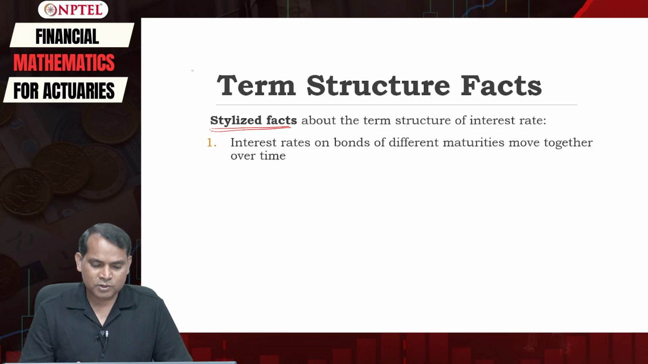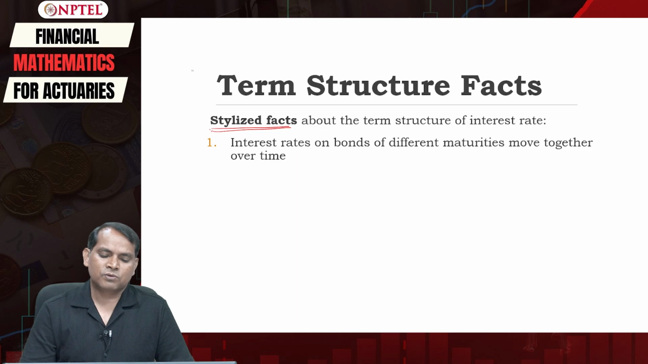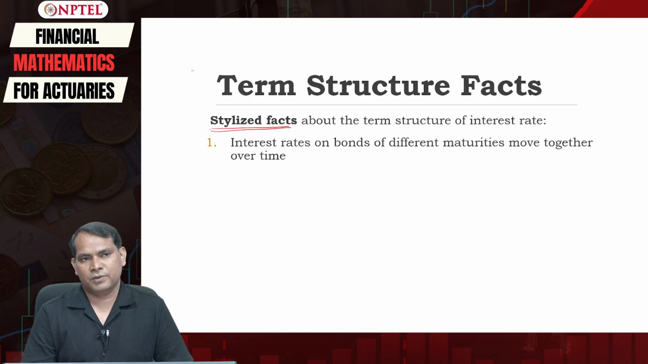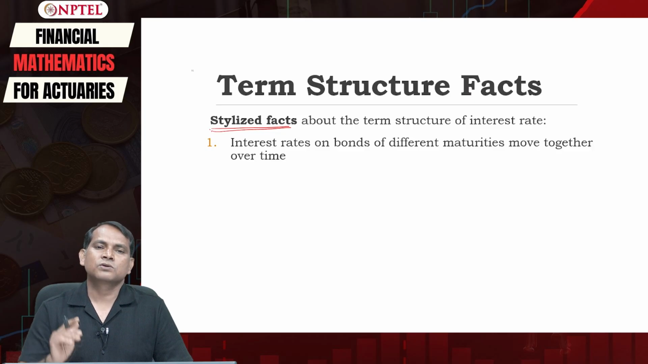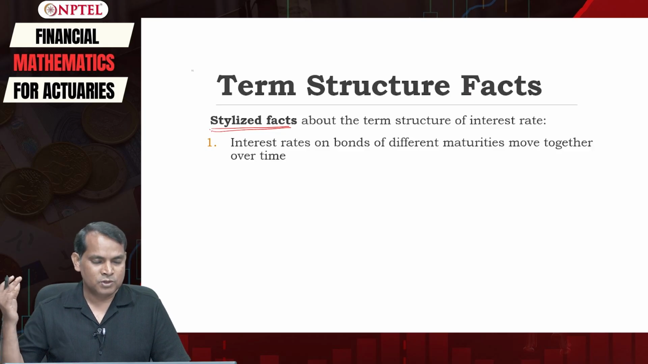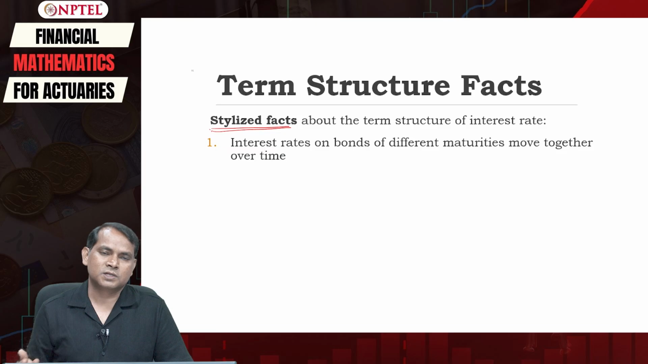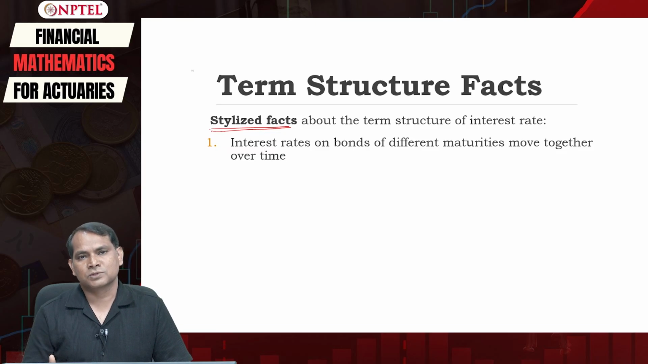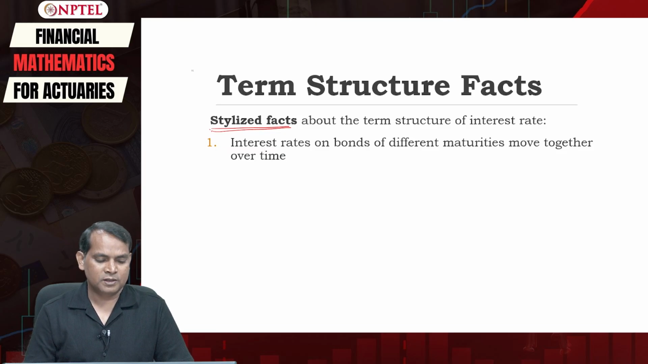The first one is that interest rates on bonds of different maturities move together over time, meaning that short term interest rates and long term interest rates will move together. Whenever short term interest rate increases, long term interest rate also will increase. Whenever short term interest rate decreases, the long term interest rate will also decrease, right?